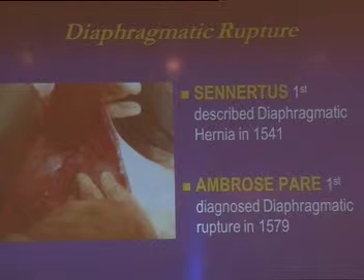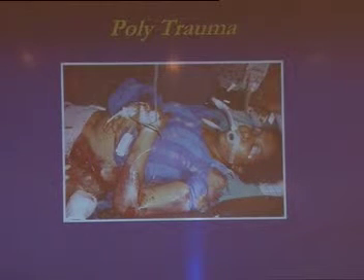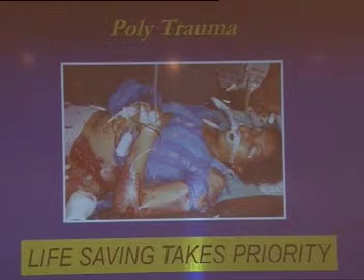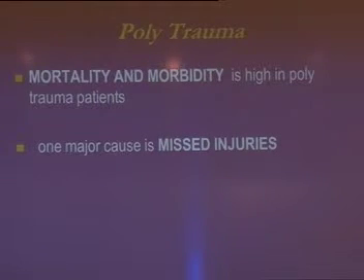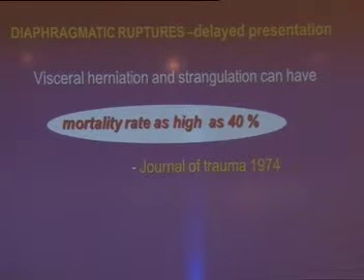Diaphragmatic rupture was first described by Sennertus in 1541. The rupture was diagnosed by Ambroise Paré in 1579. A polytrauma patient, when they come like this with severe hypovolemia, bleeding and other injuries, life saving takes priority. So mortality and morbidity are very high in polytrauma patients, and it is also one of the major causes of missed injuries. In 7 to 66% of trauma, diaphragmatic ruptures are missed initially. So visceral herniation and strangulation can have a mortality rate as high as 40%.